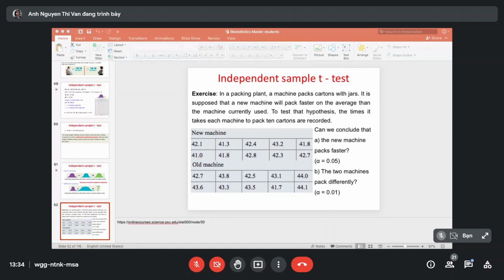What kind of t-test will you apply in this exercise? I will apply the independent t-test. Why? Because we have independent variables. What is a variable here? The new machine and the old machine. Is it correct?